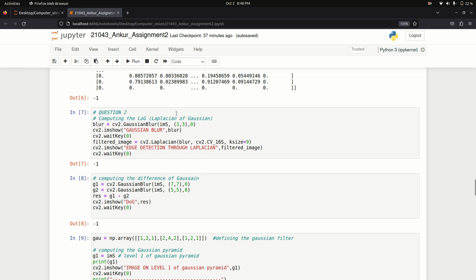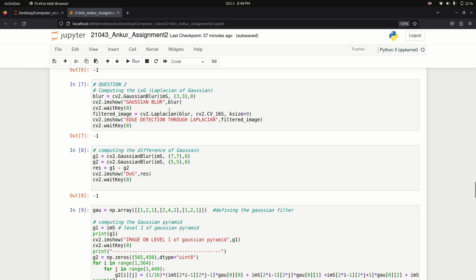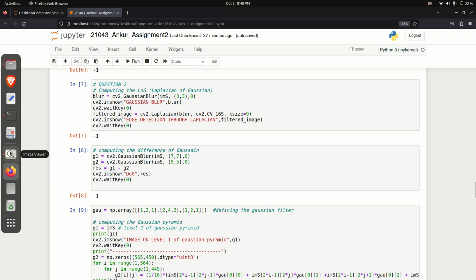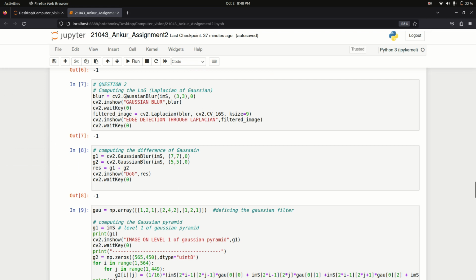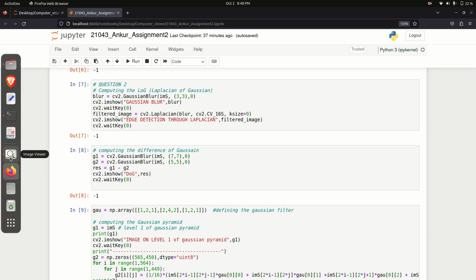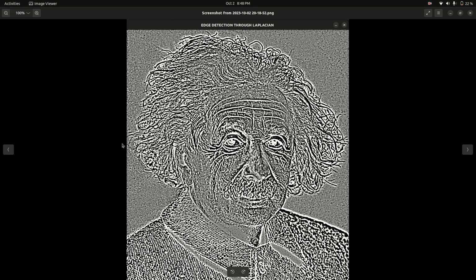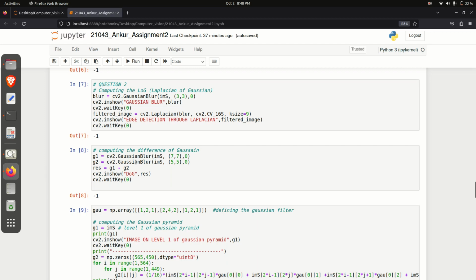I have used a 3x3 kernel for this purpose, and I have used the Laplacian function to compute the Laplacian, which is just the second derivative after computing the Gaussian. So it computes the Laplacian of Gaussian, which gives us the edges of the image. This is the result that I got after using the Laplacian function from CV2.